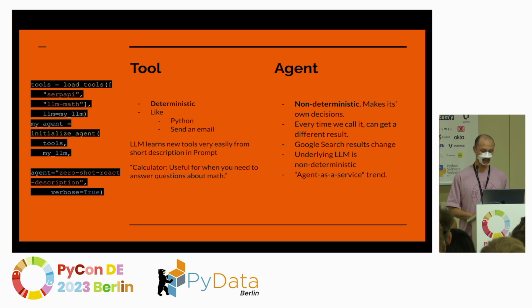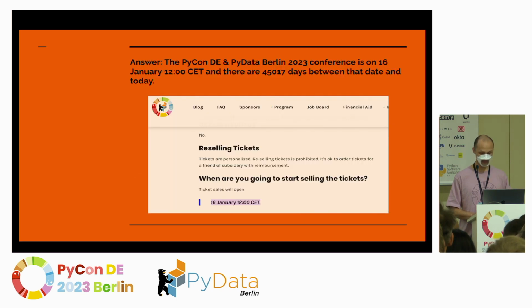Cool, so let's see how well this thing works. The answer I got from this piece of code is that the PyCon PyData Berlin 2023 conference is on 16th of January, 12 noon CET, and there are 45,000 days between that date and today. Sounds very logical. If I put PyCon and PyData Berlin 2023 date into Google, the first answer I get is 16th of January, noon CET. It just goes to this page and gets it. That's how Google parsed this page.